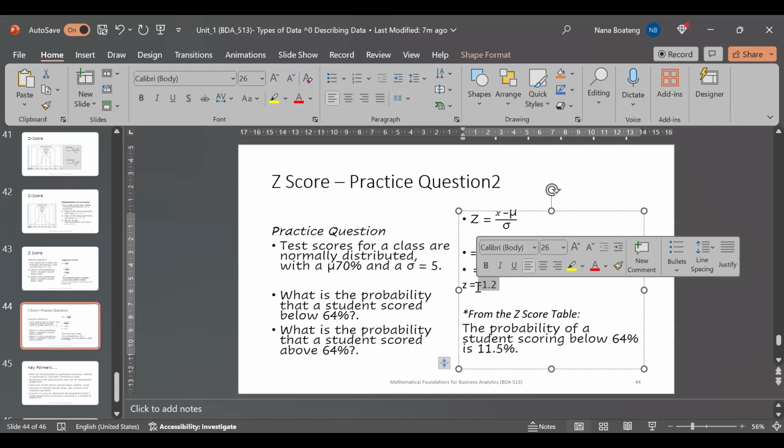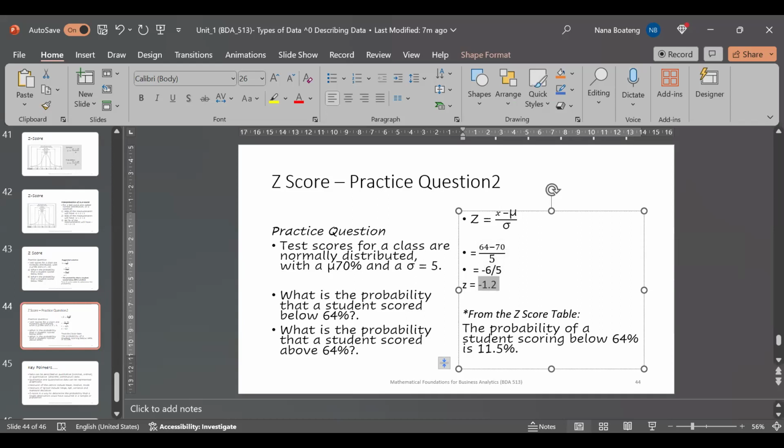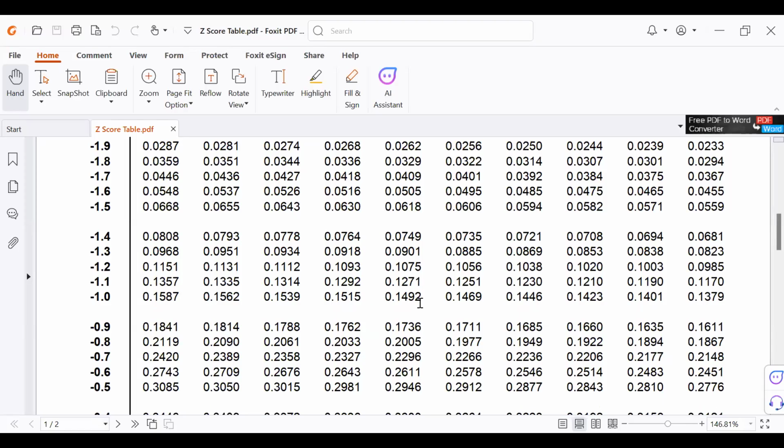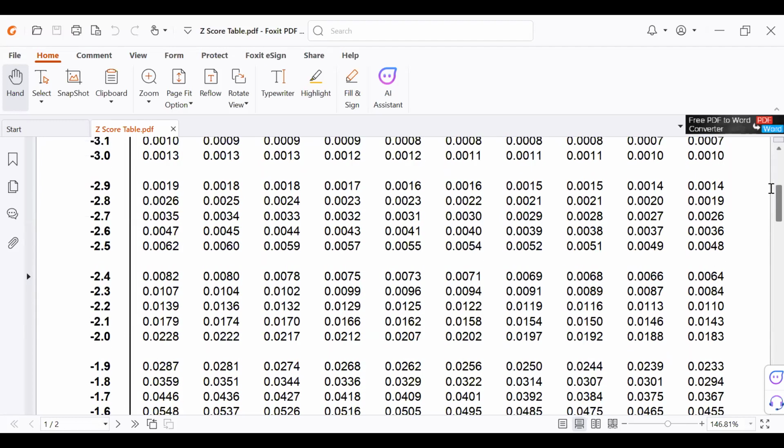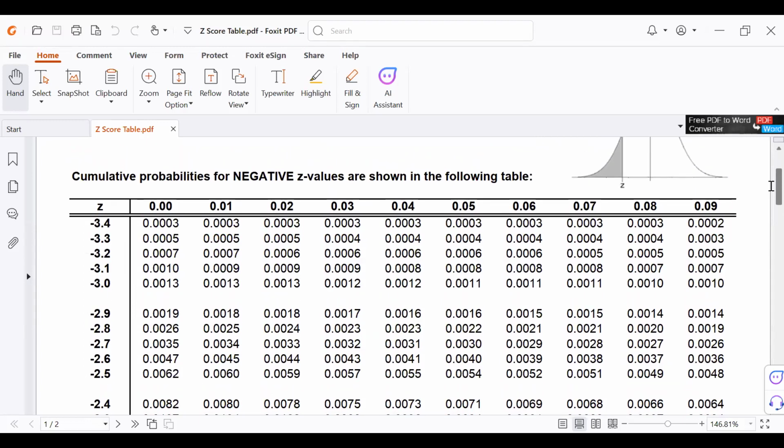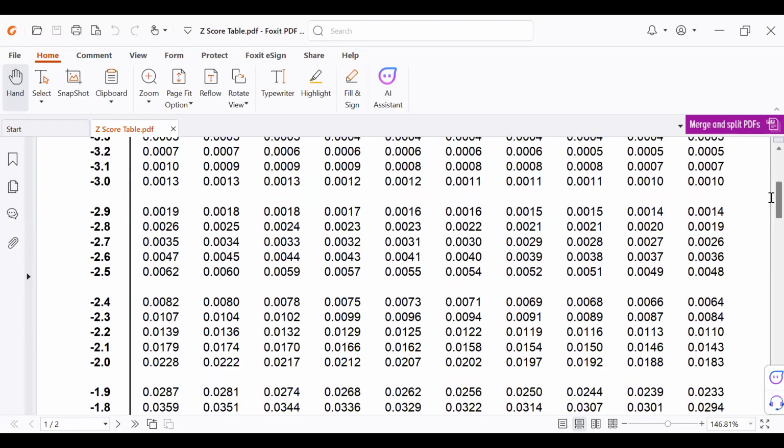Yes, so I get that. Please, can you open the Z-score table? Okay. There you go. Please, can you go to the top? So I realized that all the questions we solved, we only take from 0.00. So if we take another question that will give us something that is more than 0. I think that's a good observation.